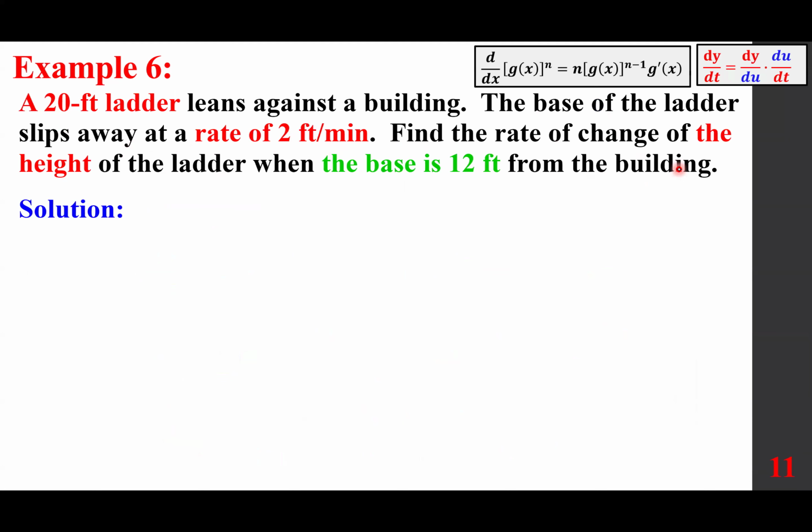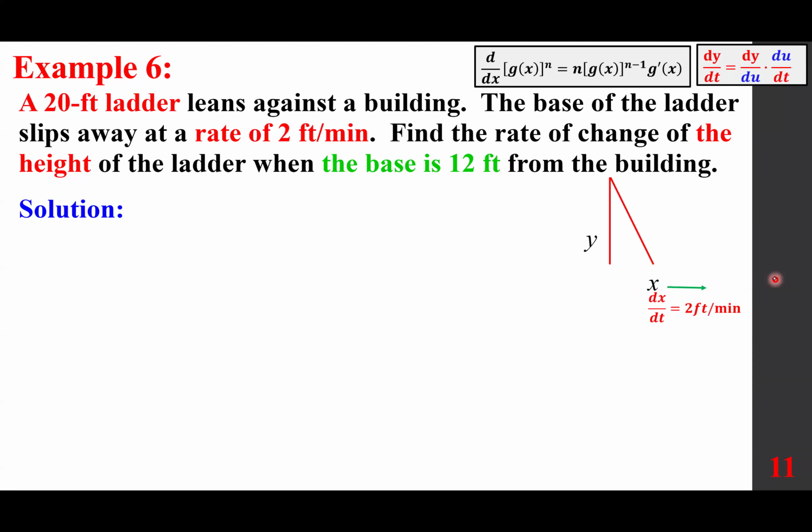We have to draw the setting and define our variables. Can't be done otherwise. We must. So here's the building, or the wall. Here's the ladder. It slips away at the rate of 2 feet per minute, the base. So we call the base x. Therefore, the rate dx/dt is 2 feet per minute.